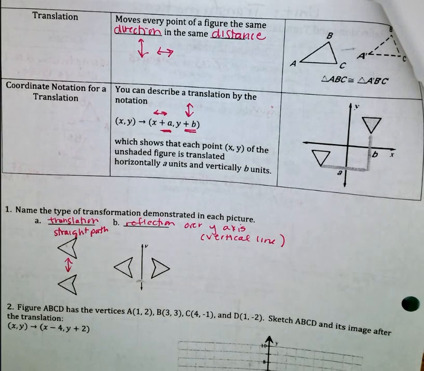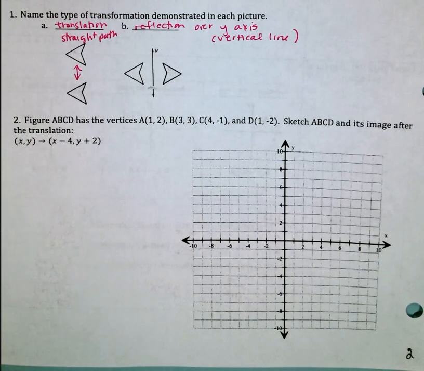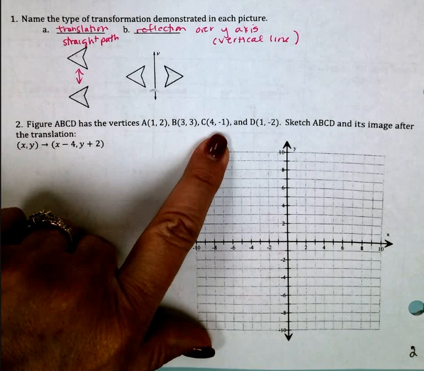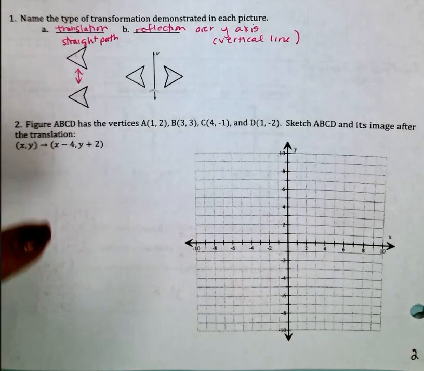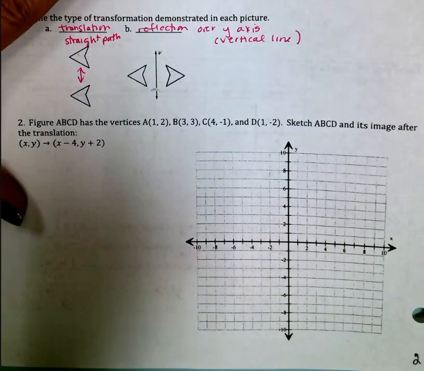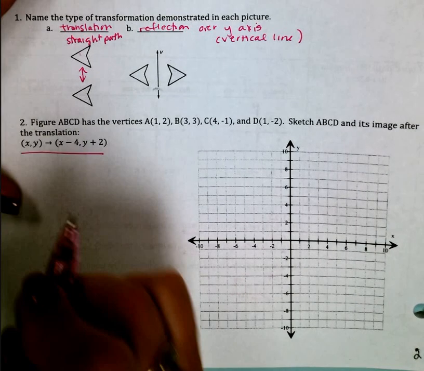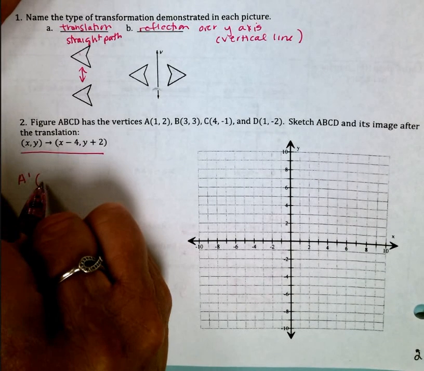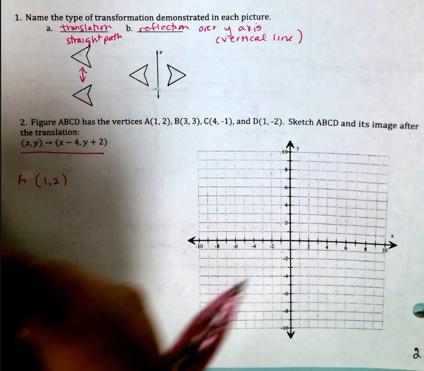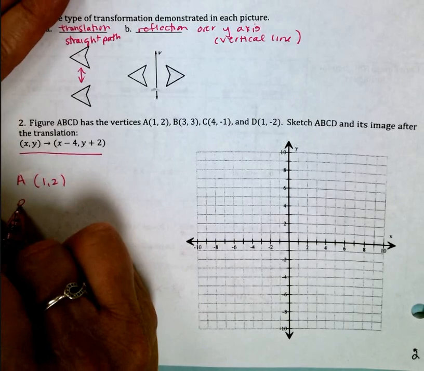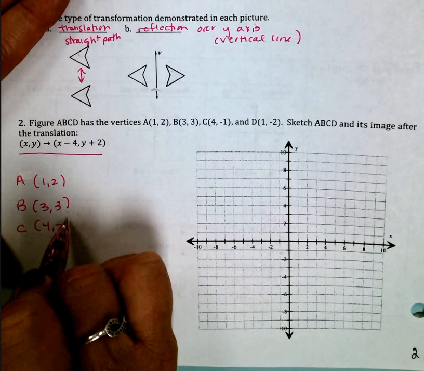All right, so now we're actually going to do some work. We're going to take this figure with these vertices, and we're going to sketch it after its translation. We're going to sketch the original and its image after it moves. This is a transformation notation, which we saw up here at the top. Here's my A prime. Oh, sorry, it's my regular A, not my A prime. Let's back that boat up. That's just my regular A. I have my B. I like to write things out. I have my C, and I have my D.